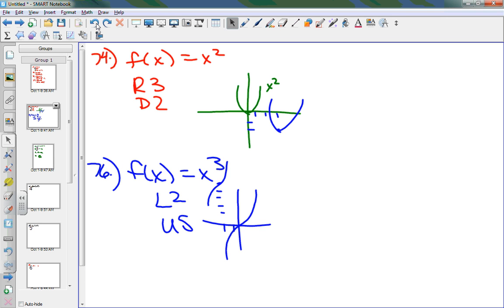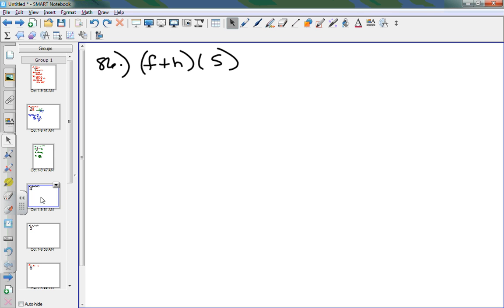Okay. All right, the next part was 85 through 94. This is going to be your adding, subtracting, multiplying, dividing two functions together, finding the domain, and then the composition of them. Now, with that said, this is going to be the easy part, because 86 says to do f plus g at 5. Well, f plus h, sorry, I looked at the wrong thing. F plus h at 5.